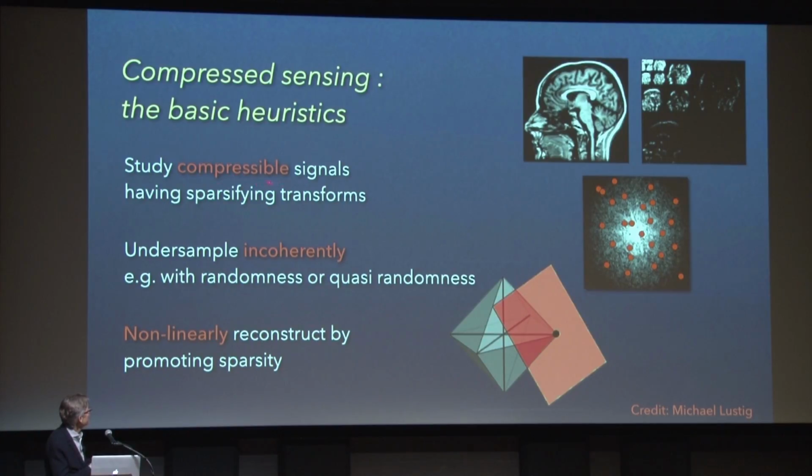So first of all, you have to be dealing with imagery that is in some sense compressible, that if you ran a standard data compression tool on it, like JPEG 2000, it would compress nicely. You've then, when you don't take all the traditional data but undersample, you have to do it in a way that's kind of random. And then finally, you can't use all your old linear algebra for recovering, but you have to do something nonlinear.